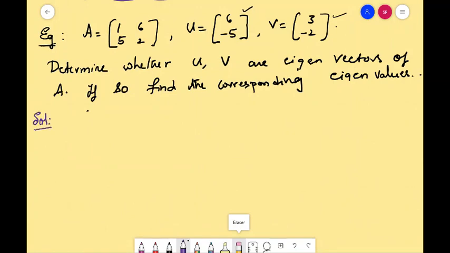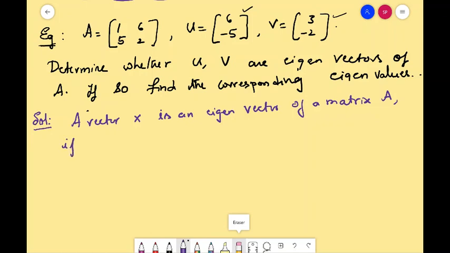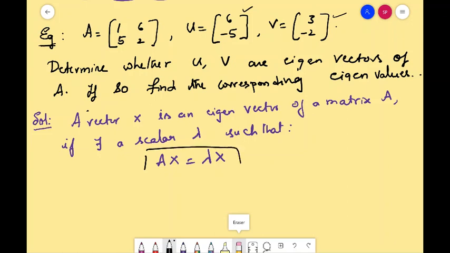So first, let us write: a vector x is an eigenvector of a matrix A if there exists a scalar lambda such that Ax is equal to lambda x. Then x is said to be an eigenvector.